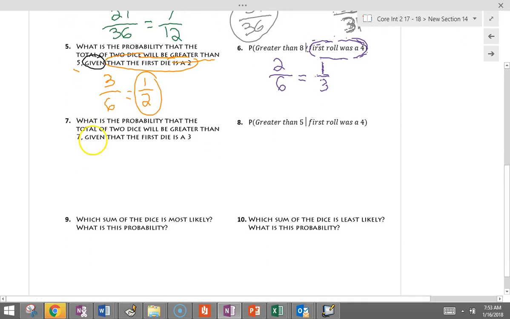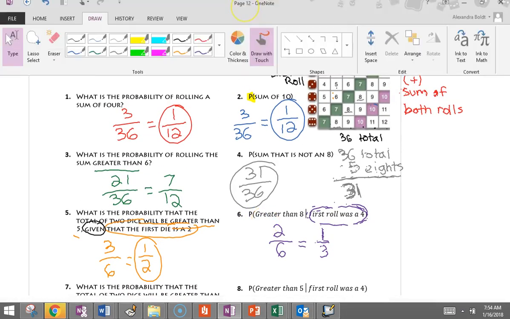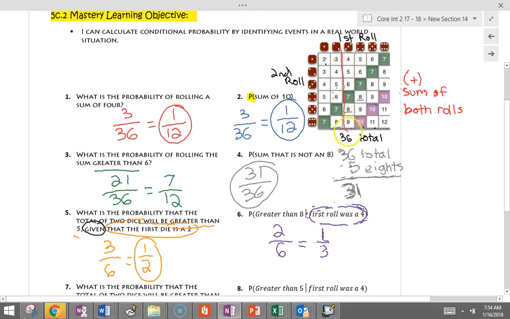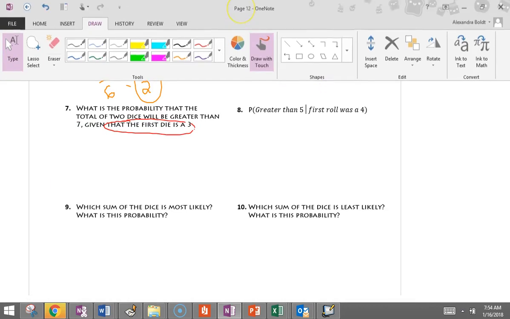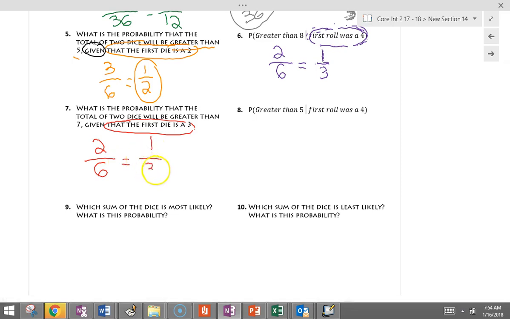Alright. Number 7. What is the probability that the total of 2 dice will be greater than 7 given that the first die is a 3? So again, first die is a 3 and I want greater than 7. Well, I have 2 numbers that are greater than 7 out of the 6 numbers I can roll when the first die is a 3. So that's 2 out of 6, which is 1 out of 3.